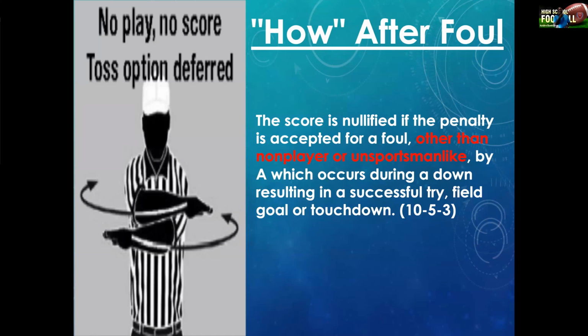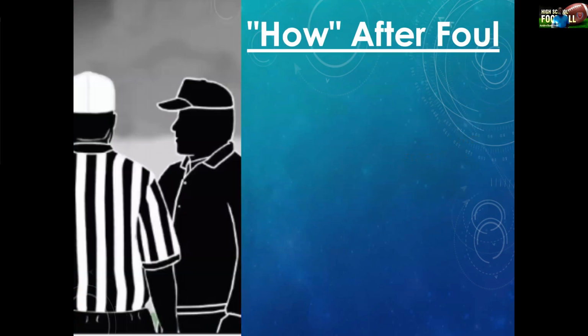All right. The scores, I think we were right. The scores nullify if the penalty is accepted for a foul other than a non-player foul by A which occurs on a down resulting in a successful try, goal. So they score a touchdown and there's a foul, and B accepts it. The score is wiped out.